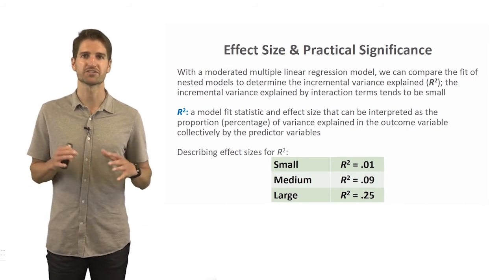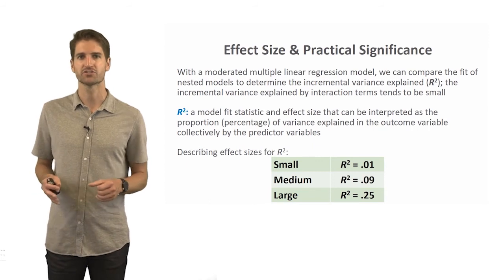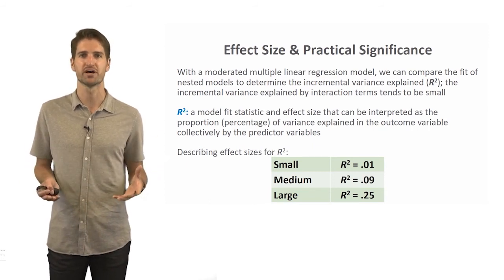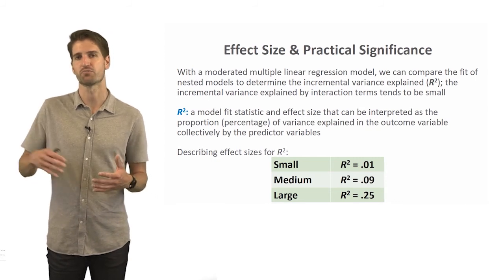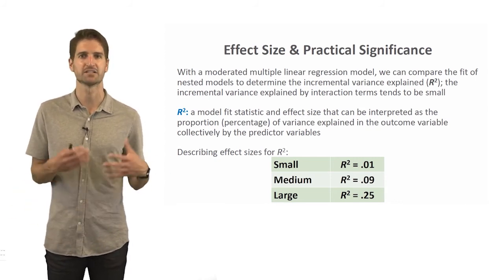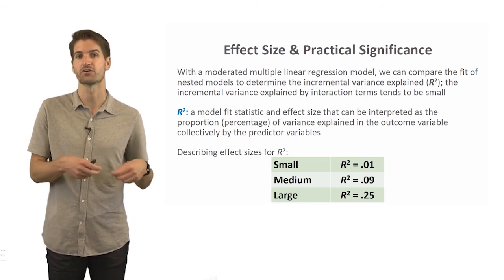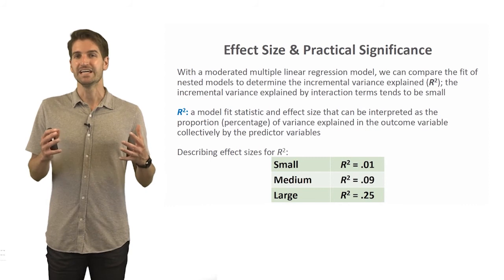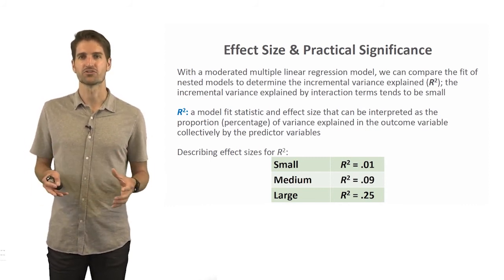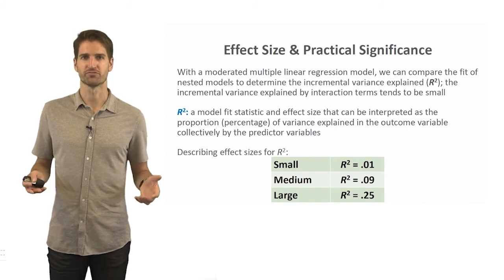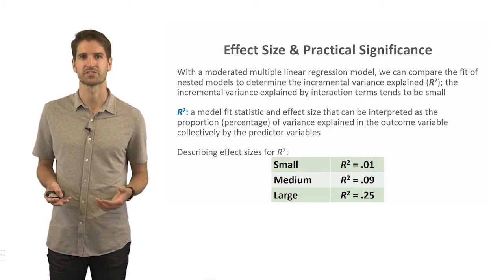Now, the incremental variance explained by the interaction terms tends to be pretty small in practice. So although I put these rules of thumb below, a small R squared value can be described as about 0.01, a medium is 0.09, and a large is 0.25. Specifically, this is the incremental variance explained, or the incremental R squared value. We're unlikely in practice to find a very large incremental R squared value of 0.25. Often the effects tend to be more close to 0.01 in terms of variance explained.